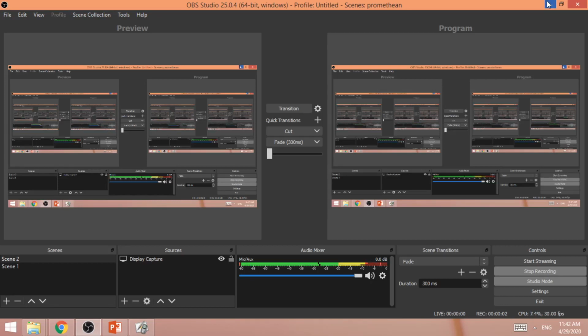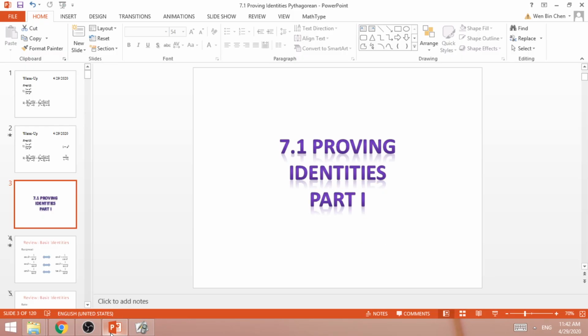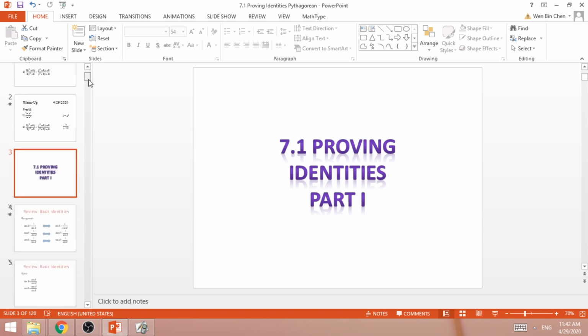Morning, pre-calculus class. Today we want to start out with chapter 7, regarding trig identities and also their inverses. We'll start with the first section, proving identities, part 1. We'll start with the basic identities first.